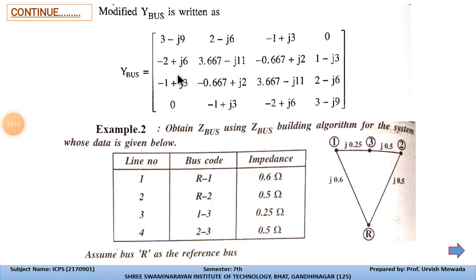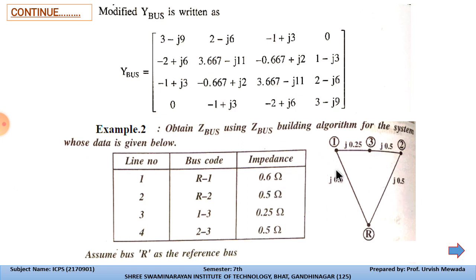Now let us discuss example number 2. Obtain ZBus using the ZBus building algorithm for a system whose data is given below. These are the lines in this network, having 4 lines: 1, 2, 3, and 4. So over here you can see that 1, 2, 3, and 4 are lines there. The bus codes are R-1, R-2, 1-3, and 2-3. So the impedances of this network are already mentioned.